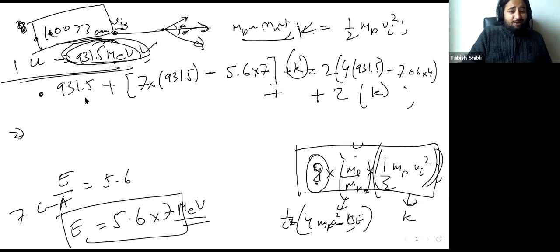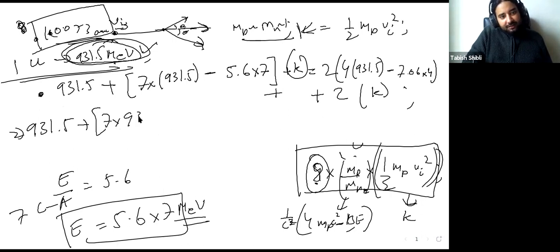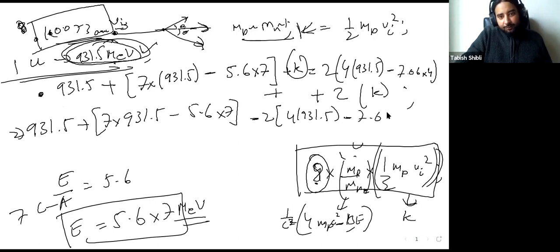Okay, now somebody needs to do all this calculation. 931.5 plus 7 into 931.5 minus 5.6 into 7. Please use a calculator. Then you'll have another minus sign here, minus 2 times 4 into 931.5 minus 7.06 into 4. This is 0.6 into 4. This should be equal to K. And that will be your final answer.